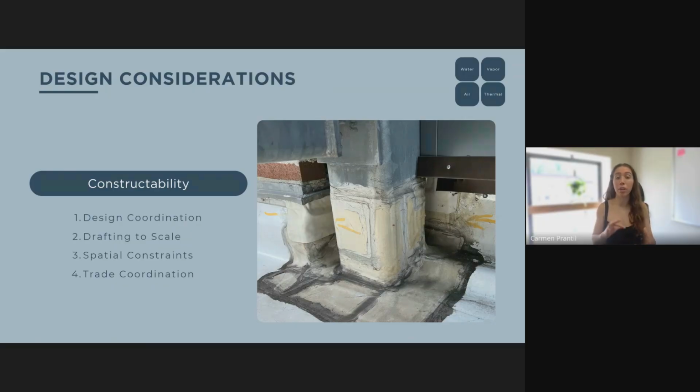So something like a parapet where you're going from the roof to the wall assembly, you likely have different trades on it. You don't want it to go from the roofer to the waterproofer to the roofer to the waterproofer to the roofer, because these handoffs are prime time for mistakes or miscommunication to occur, which can lead to discontinuities, again, in those 4 barriers.